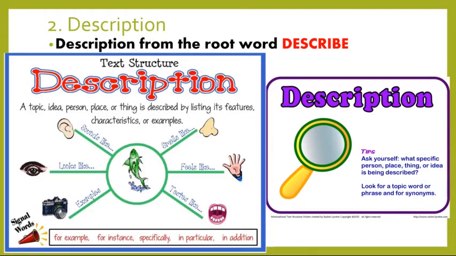Let's read the description first. The description of the description text: a topic, idea, person, or thing is described by listing its features, characteristics, or examples. So yun na nga, pag sinabi natin describe, pinapaliwanag. For example, sinabi ko, describe your notebook. How would you describe your notebook? What does it sound like?